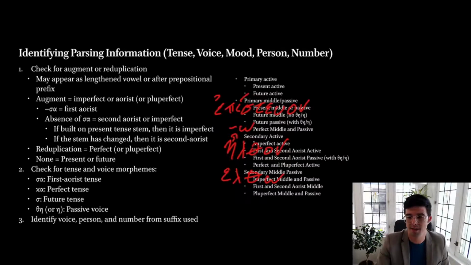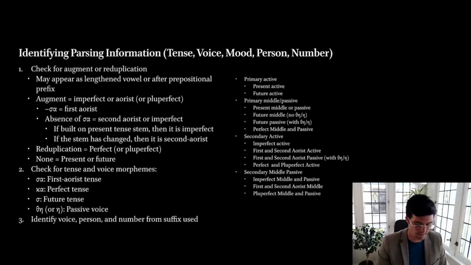And here I give you, and let me take just 1 second to clear away my writing. There we go, that's better. Here I give you what the different suffixes, the primary active suffixes, the primary middle passive suffixes, the secondary active suffixes, and the secondary middle passive suffixes, what they are used for with respect to the different tenses. So if you have a primary active ending, you're either going to have a present active indicative verb or a future active indicative verb. And a difference, of course, is that the future active is going to have the sigma future tense.